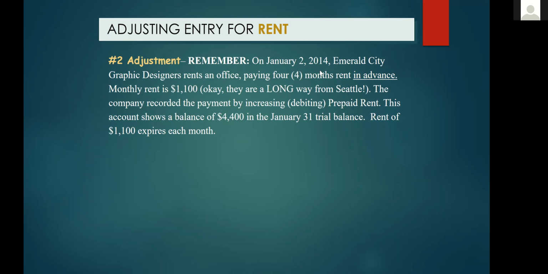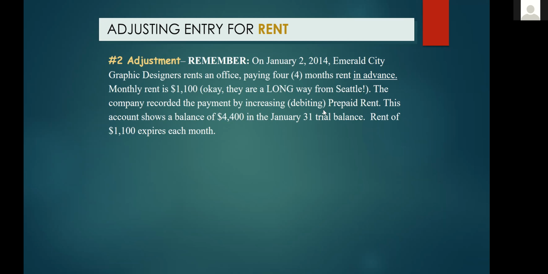And that's kind of a weird concept. So now you want to lower prepaid rent by $1,100 to reflect the January rent. So what do you think that journal entry is going to be for prepaid rent? Like where does it go in the balance sheet? Or what's the debit? What's the credit?